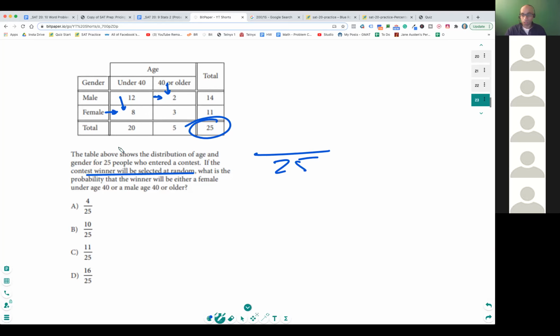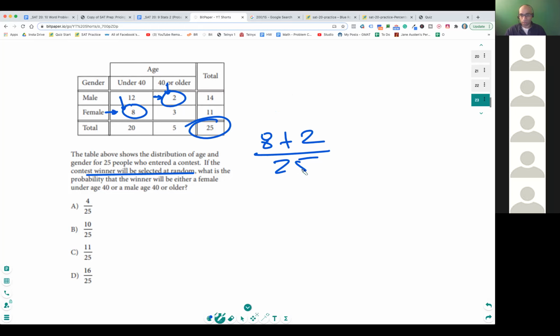So remember what probability is. It's the number of favorable outcomes over the total outcomes. Total outcomes means 25 people. All they're asking is how many people are either under 40 and female. There are 8 of such women, and there are 2 people who are 40 or older. That's it. Just add them like this. You're never going to be asked to multiply anything. That's independent probability, and you never need to do that. You don't need the 11 and 14. You don't need anything of that.